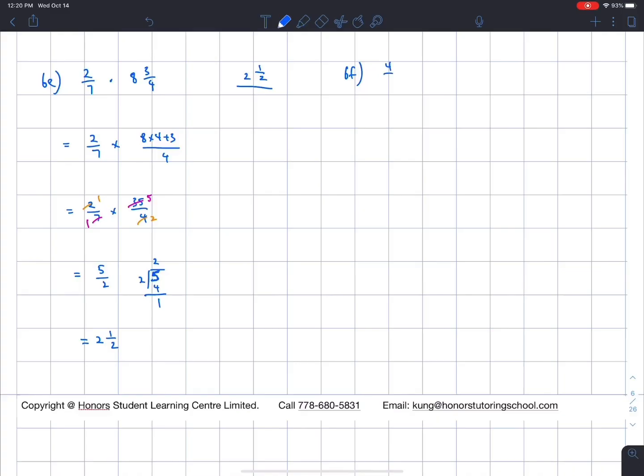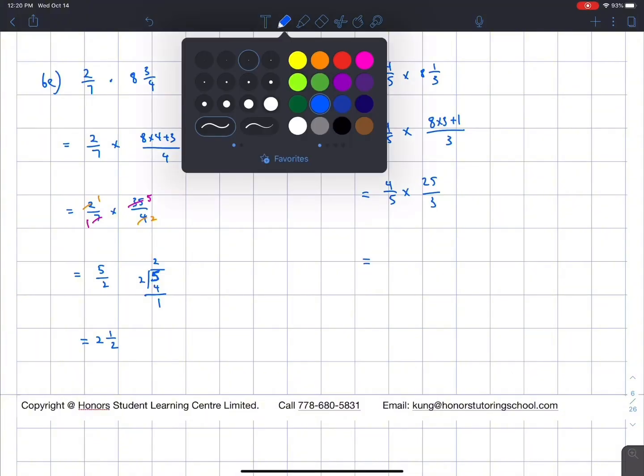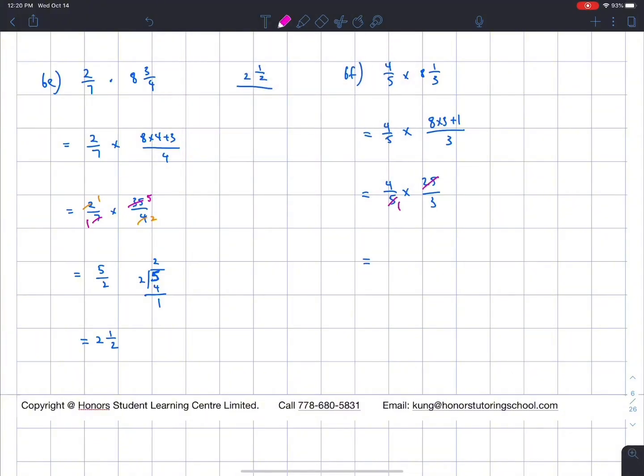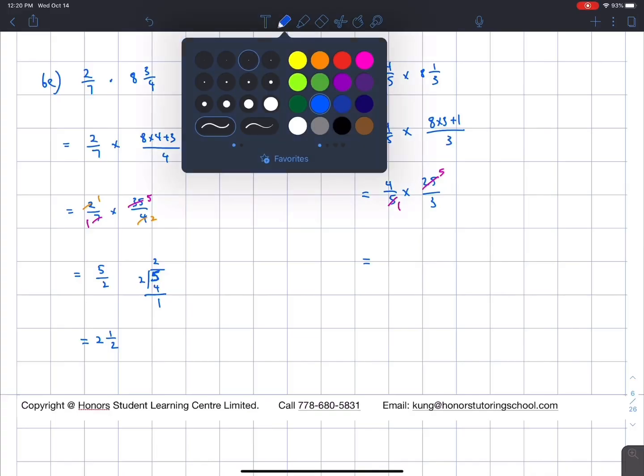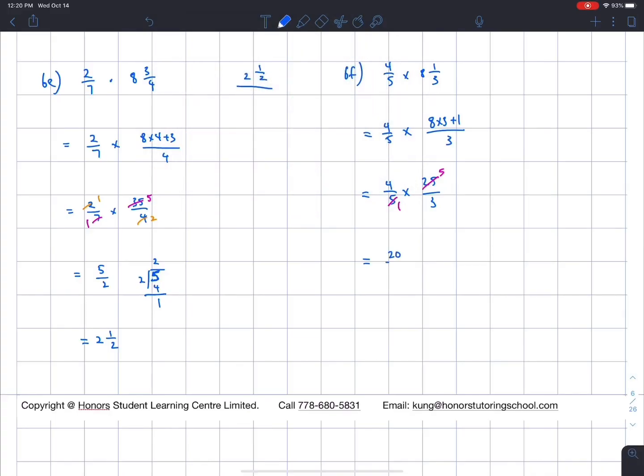6f, 4 over 5 times 8 and 1 over 3. We have 4 over 5 times 8 times 3 plus 1 over 3, just changing it into an improper fraction. 8 times 3 is 24. 24 plus 1 is 25. We can simplify. Divide this by 5 to get 1. Divide this by 5 to get 5. So we get 4 times 5 is 20. Over 1 times 3 is 3.